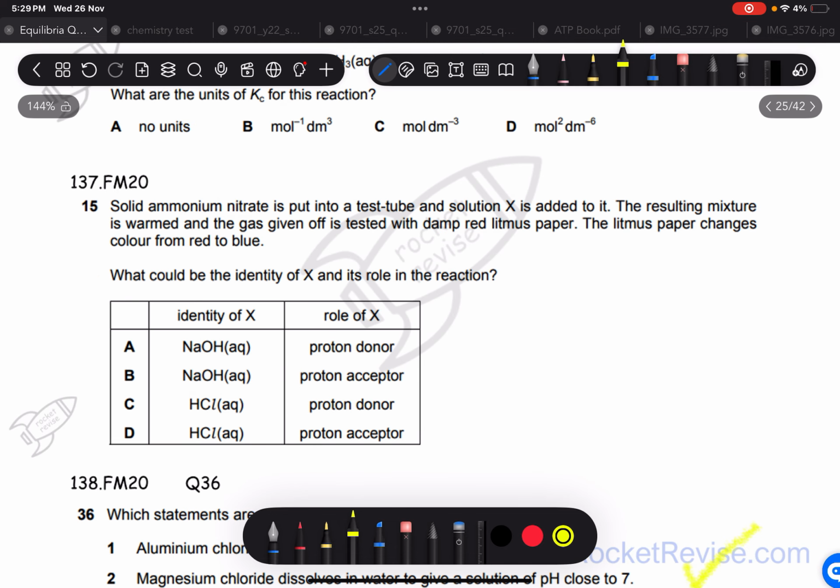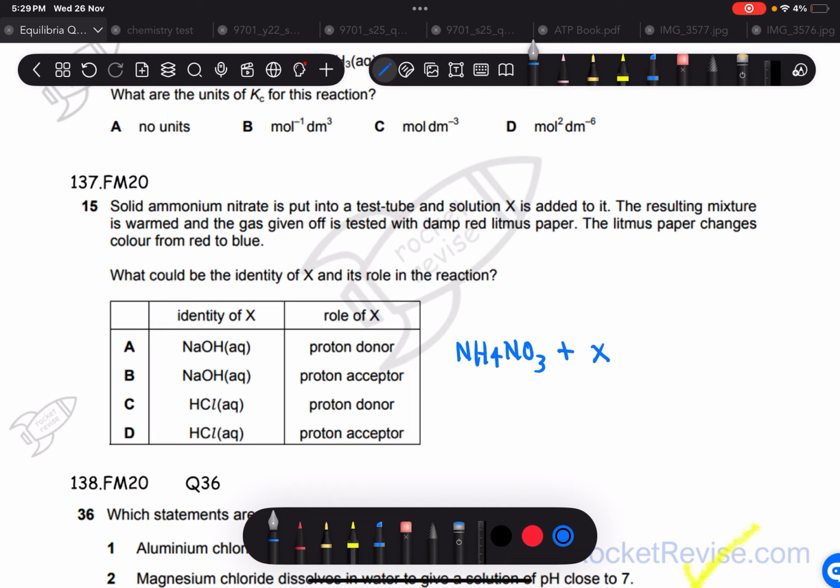Moving on to question number 15, which says solid ammonium nitrate is put into a test tube and solid X is added to it. Okay, you have ammonium nitrate, NH4NO3, put into a test tube and solid X is added to it. The resulting mixture is warmed and the gas given off is tested with damp red litmus paper. The litmus paper changes color from red to blue. What could be the identity and role of X in the reaction?